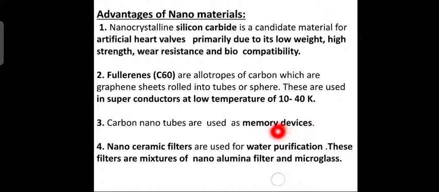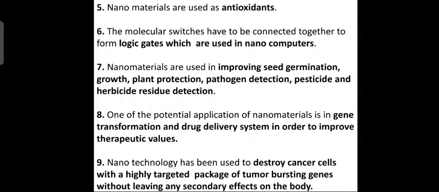So, nanomaterials are also used in water purification. These filters are mixtures of nano alumina filter and microglass. What do the filters contain? Nano alumina filter and microglass. Next slide. Nanomaterials are also used as antioxidants. Then the sixth one, they are also used in nanocomputers.